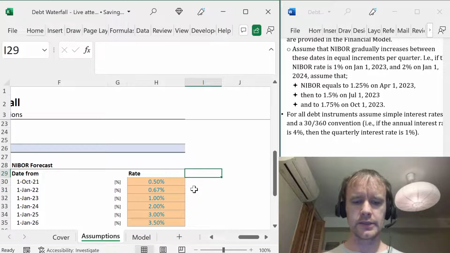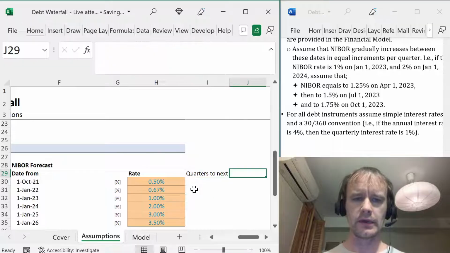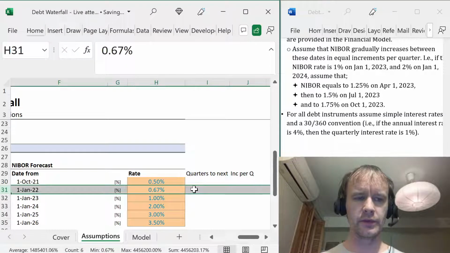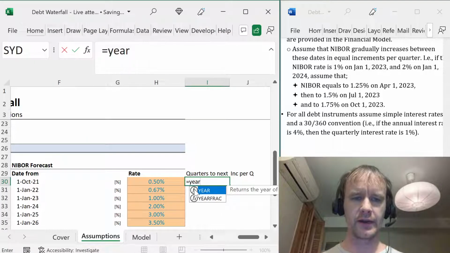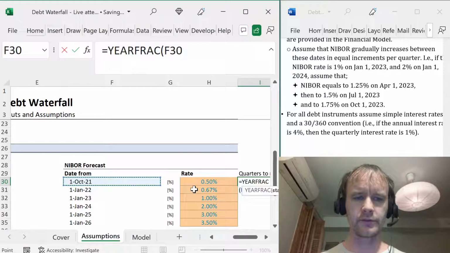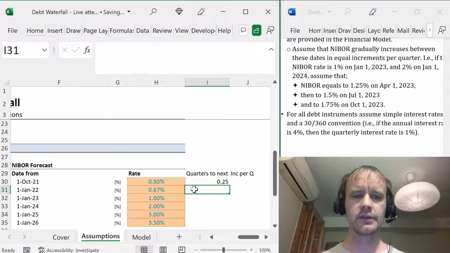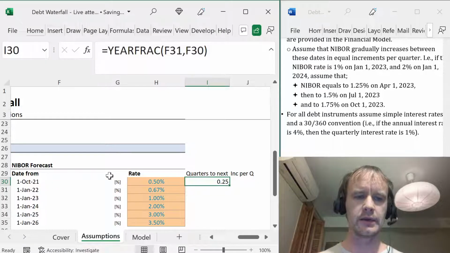So let's say quarters to next, and then we're going to want the increment per quarter. In other words, how much does it go up every quarter in between when it takes on this rate and when it takes on this rate? For the quarters, I'm going to use YEARFRAC. YEARFRAC is a super helpful function. It gives you the fraction of a year between 2 dates. Here it's from the start of the last quarter in 21 to the start of 22. That's a quarter of a year, and then for the rest, it's all obviously 1 year.